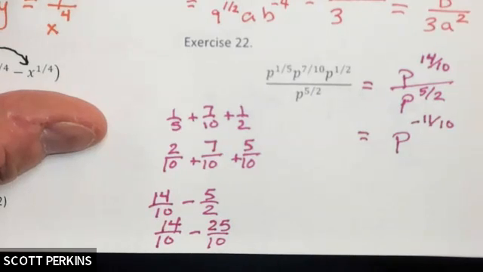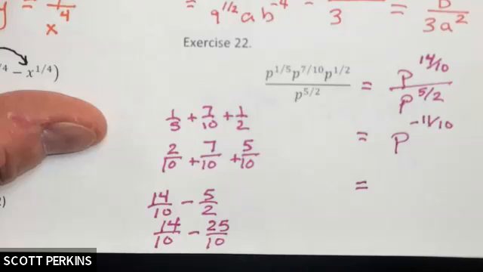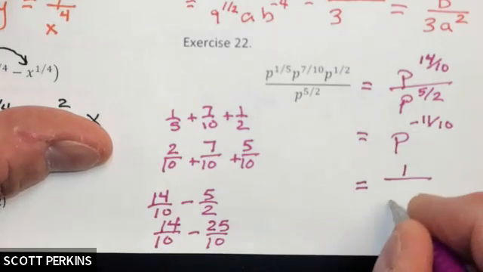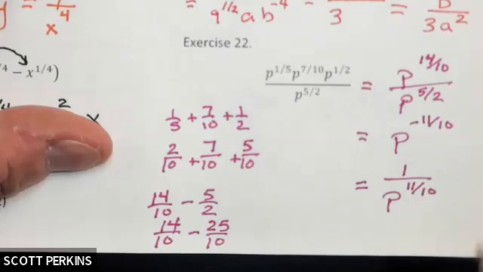Got that negative exponent, so don't forget, it's considered simplified when you resolve the negative exponent. So it's 1 over p to the 11/10.